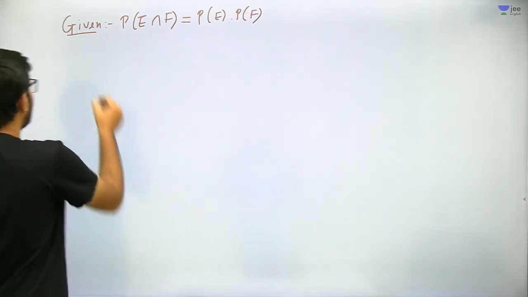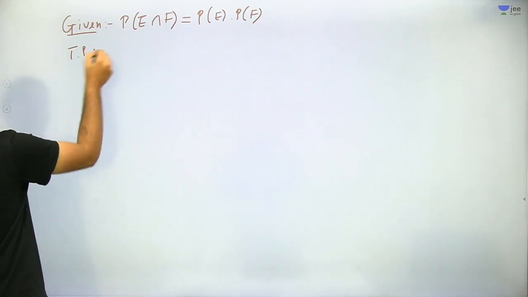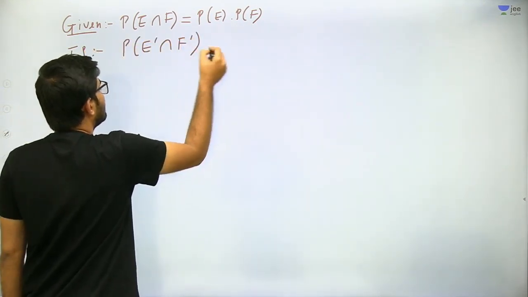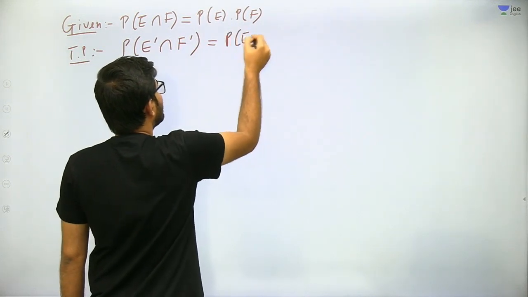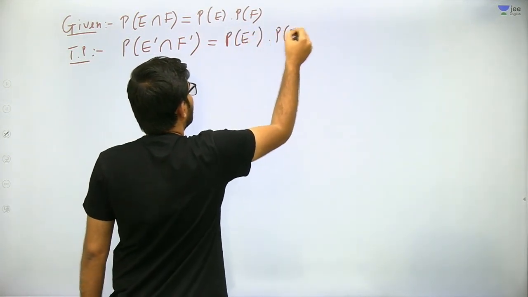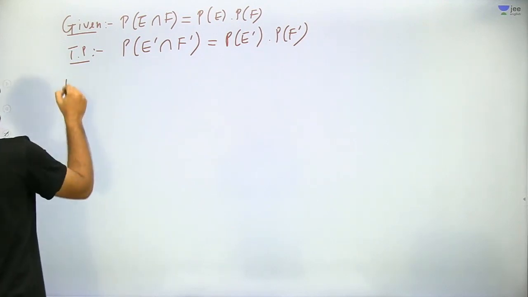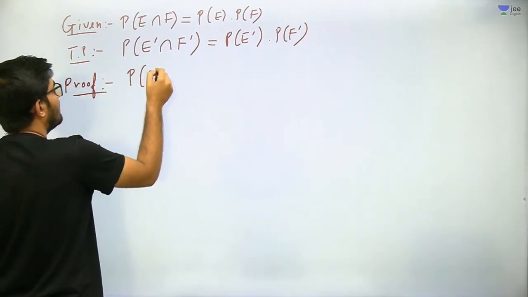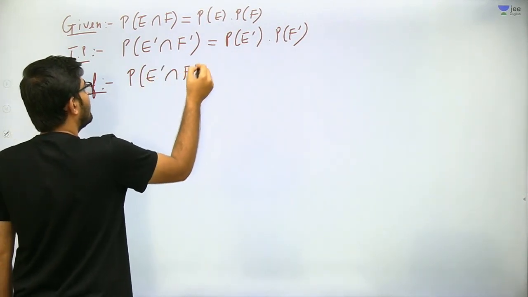And what is to prove? To prove is P of E dash intersection F dash is equal to P of E dash into P of F dash. Okay, so we'll write down the proof. We will start from LHS again and then draw the Venn diagram.